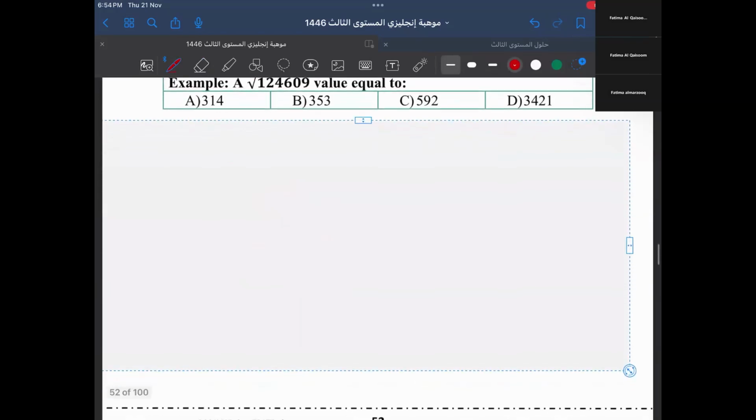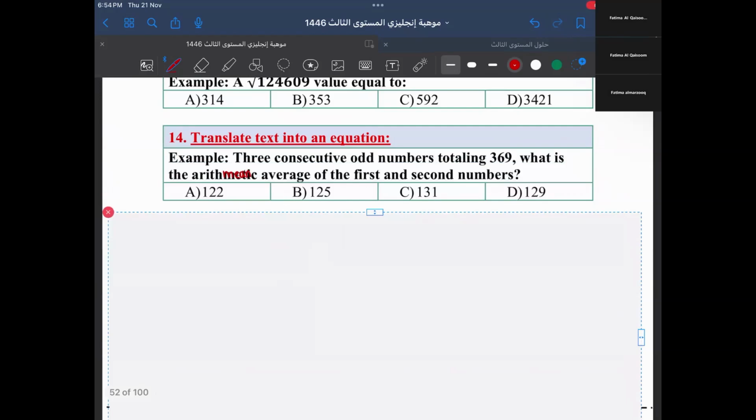Okay, so it's clear? Yes. Okay. Yeah, let's move on. Here, they're asking, so anyone wants to read the question? Yes, Abdullah. Maria, do you want to read the question? Sure. Yes. For example, 3 consecutive odd numbers totaling 369. What is the arithmetic average of the first and second numbers?